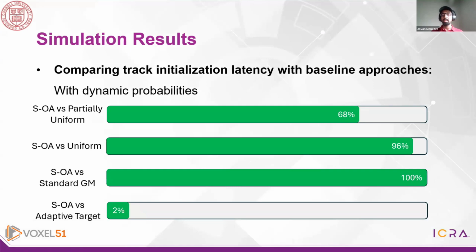Similarly, we evaluate against the other set of methods wherein, as I mentioned, we are able to dynamically evaluate the probabilities, the hyperparameters that we define in the PhD filter. And again, over here, we see a similar trend where our method performs strongly as compared to the baseline approaches.